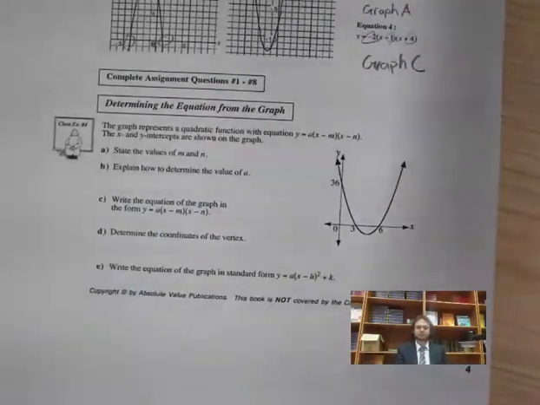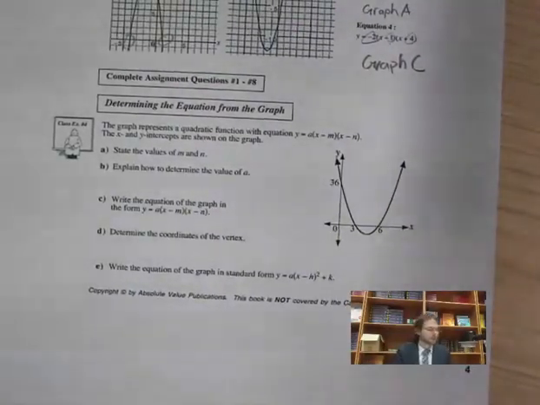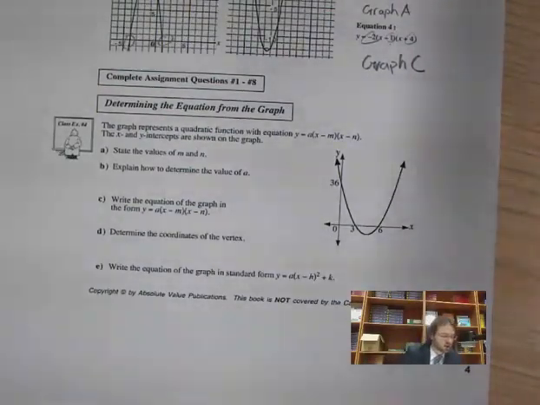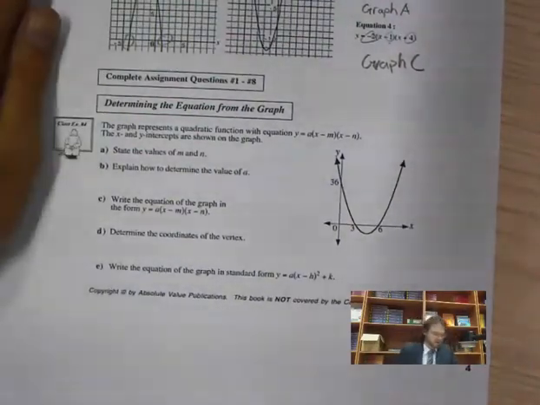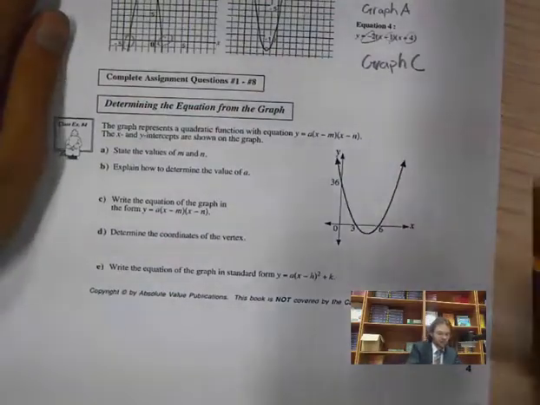Okay. Now, there we go. It says the graph represents a quadratic function with the equation of this. State the x and y intercepts shown on the graph. So we have the x and y intercepts. So what are the values of m and n? M is equal to 3 and n is equal to 3.